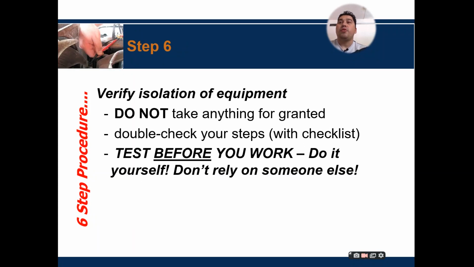Step number 6, verify isolation of equipment. Once you have done all these 5 steps, you have to verify. Do not take anything for granted. Double check your steps with a checklist, so that is the best thing. You use the checklist to verify the last 5 steps. Each and everything you have to verify and tick. If anything does not comply, you have to revisit that machine and reapply it. Test before you work.